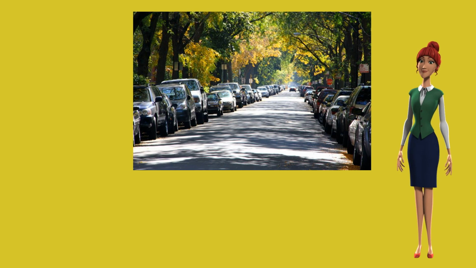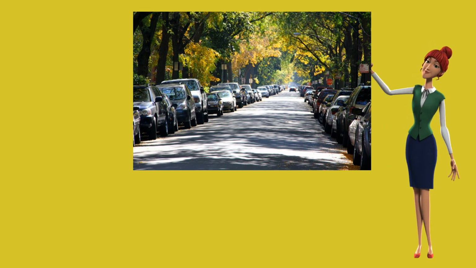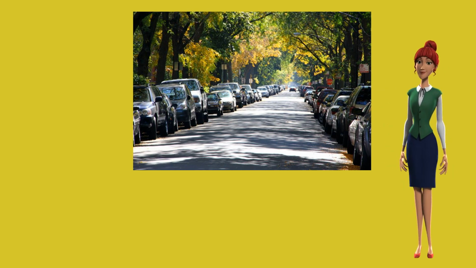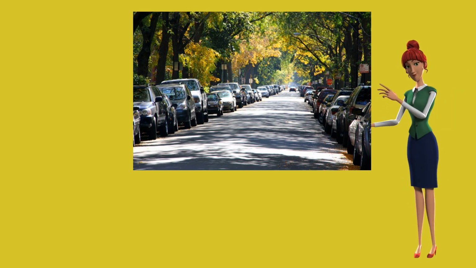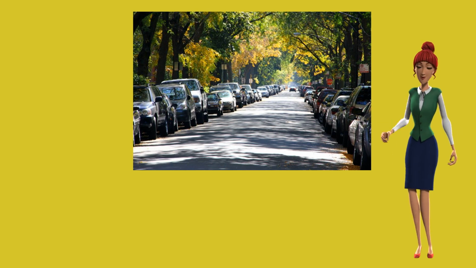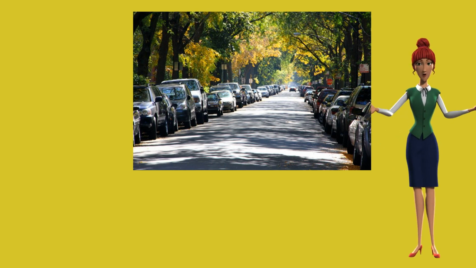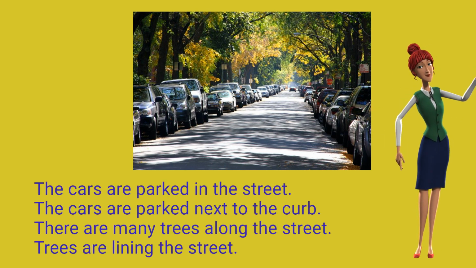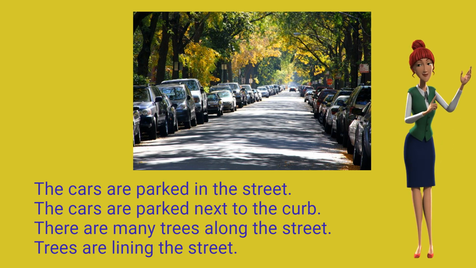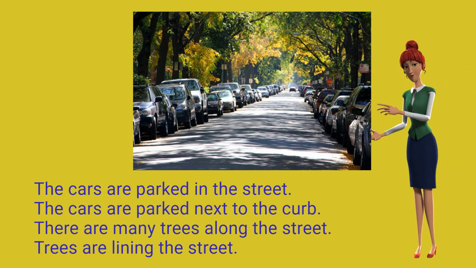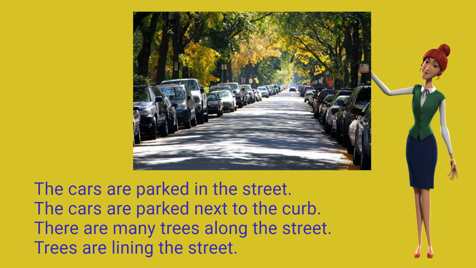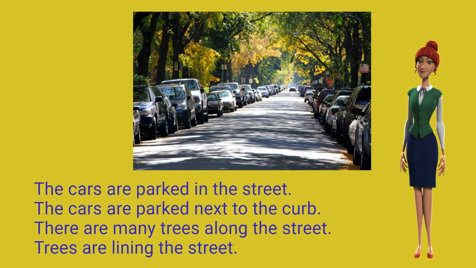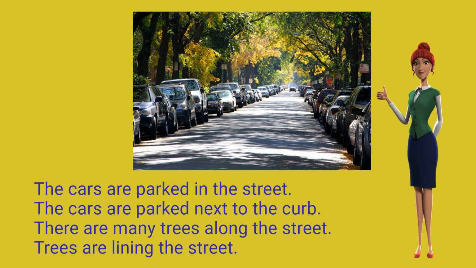Let's look at another example. In this picture we see many things. The 2 most common things are cars and trees. What is the same about all of the things? We might imagine sentences such as: the cars are parked in the street. The cars are parked next to the curb. There are many trees along the street. Trees are lining the street.